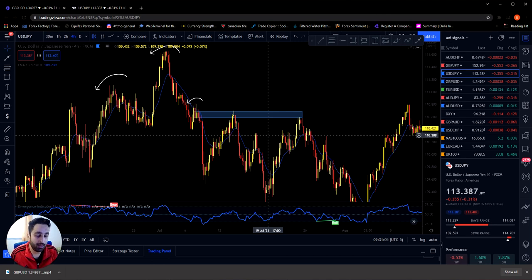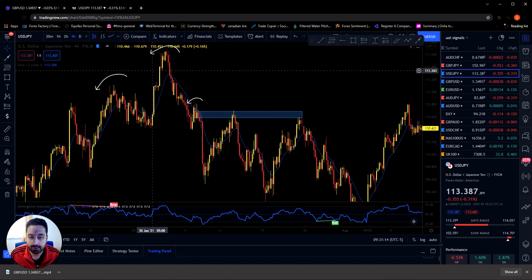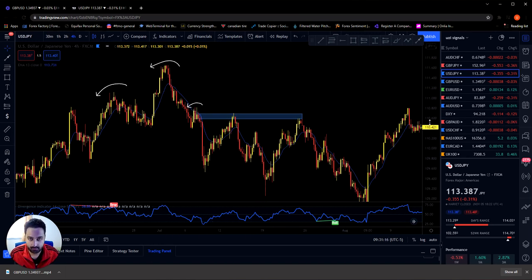So I'm going to make maybe a PDF or something along those lines to show you some textbook example trades. This is what I call a textbook example trade for many reasons. Number one, we have the head and shoulders. We have a very strong supply zone that broke structure.